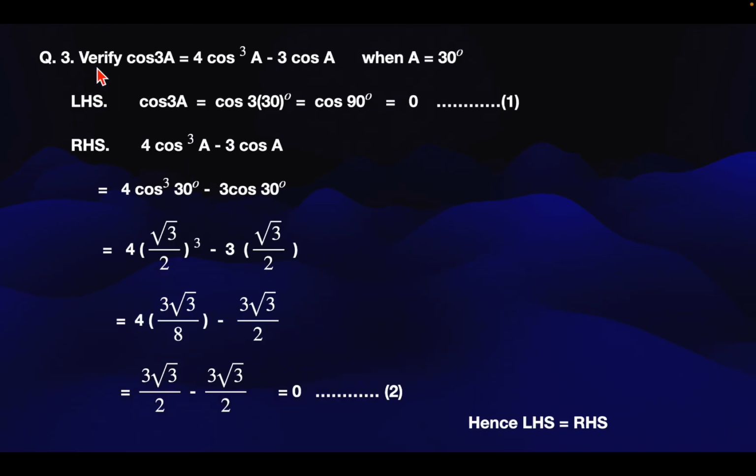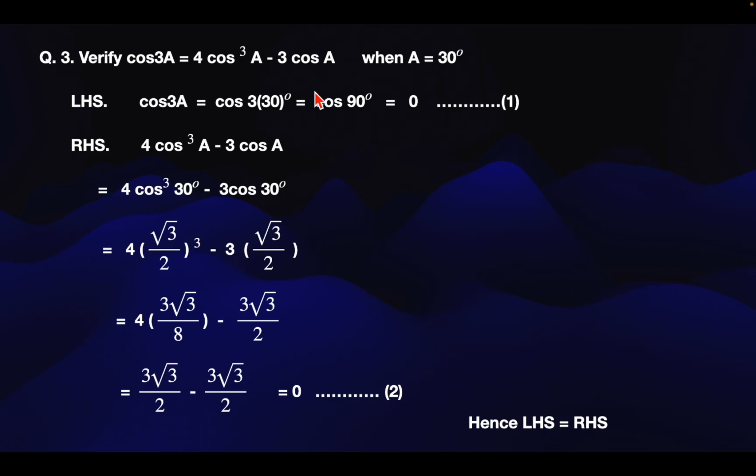Okay, question 3. Verify cos 3a is equal to 4 cos cube a minus 3 cos a, where a is equal to 30 degree. Take the LHS, cos 3a, substitute a is equal to 30 here. So you get cos 3 into 30, that is equal to cos 90. And we know cos 90 is equal to 0. Okay, this is the LHS.